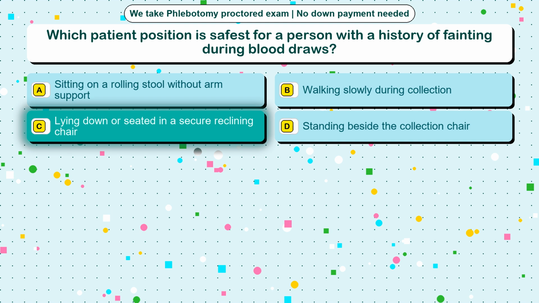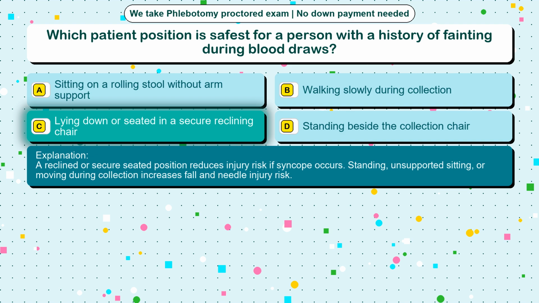The correct answer is option C, lying down or seated in a secure reclining chair. A reclined or secure seated position reduces injury risk if syncope occurs. Standing, unsupported sitting, or moving during collection increases fall and needle injury risk.